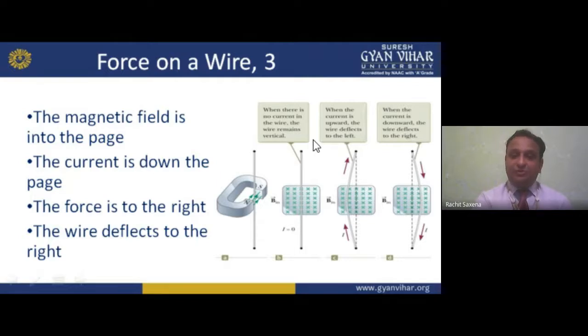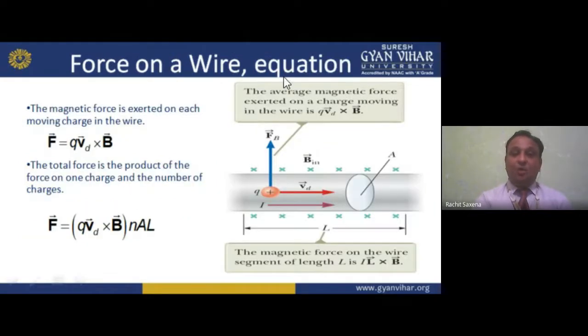Now move forward, my dear student. Now, the magnetic force is exerted on each moving charge in a wire. If I am talking about the force, I am talking about the electromagnetic force. We want to understand the electromagnetic force. The magnetic force is exerted on each moving charge. Charge is moving, and force is exerted on it.